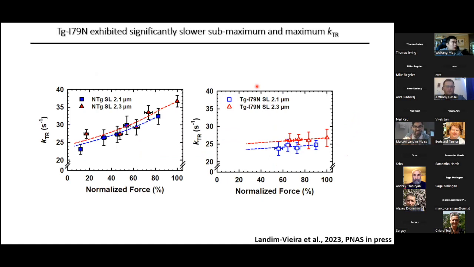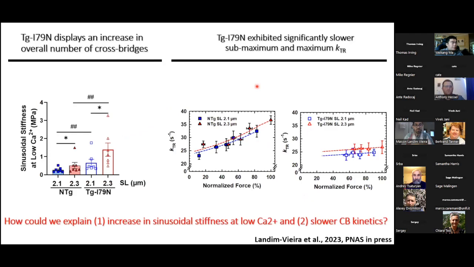Also, when I was collecting the sinusoidal stiffness data at different levels of calcium activation, I also collected KTR. And we can see that the I-79N muscle shows significantly slower submaximum and maximum KTR. So now, how can we explain one, increase in sinusoidal stiffness at low calcium and slower cross-bridge kinetics? So what could be causing this, right?